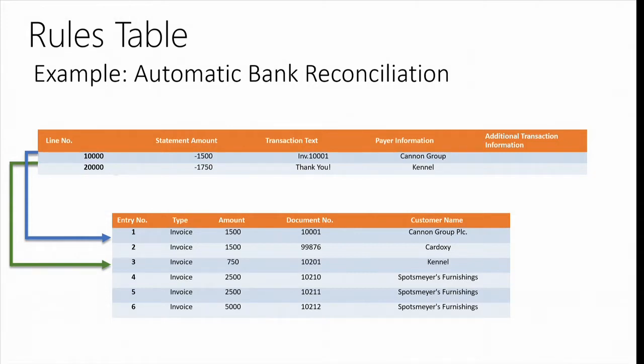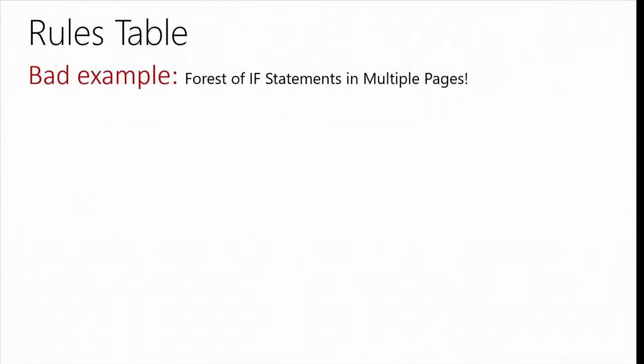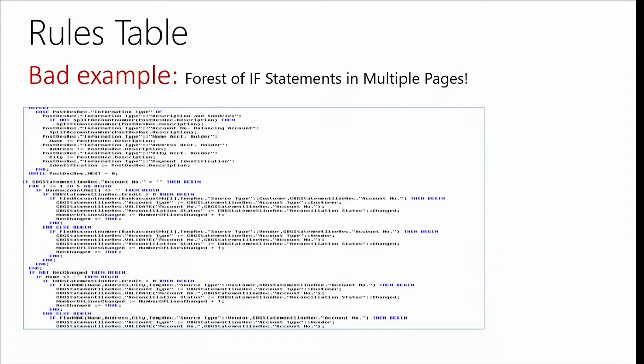If we want to implement this in code, how can we do that? The first option we may have, and I don't recommend it, of course, is that we just write all the combinations for mixing and matching these statement file lines against the ledger entries. That will give us a lot of if statements that we refer to as the forest of ifs. It has as many if statements as a forest could have trees. But that is very complicated and will span so many pages if we keep displaying that on the screen.